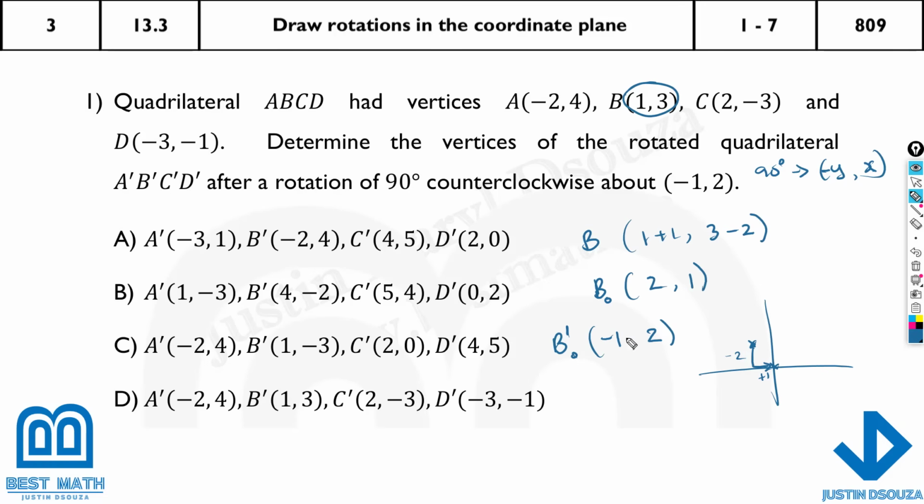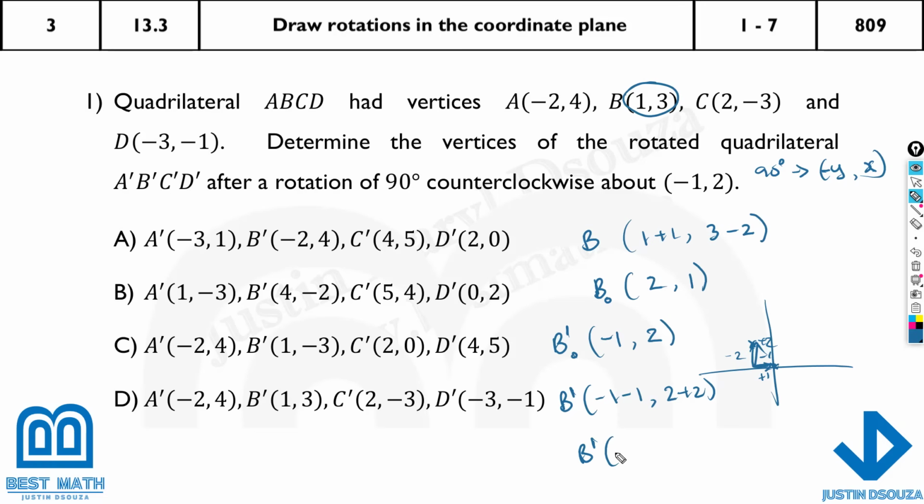Okay, it's still not over. Now this is along the origin. I need to get back to this point, right? So let me go back from the origin point. That means, again, you'll have to subtract 1 and add 2. So B prime would be -1 - 1 and 2 + 2. If it's minus, you minus; if plus, you plus, whatever is given.